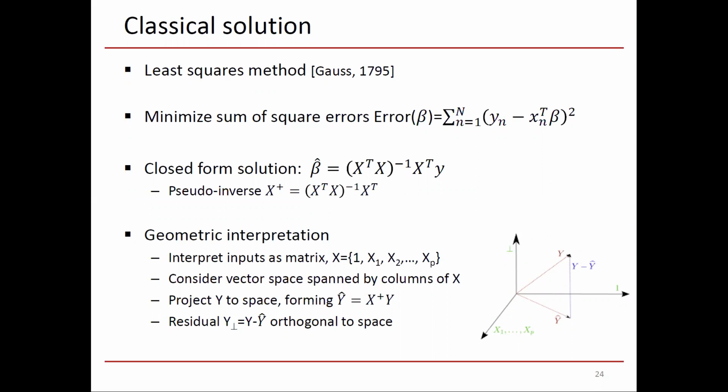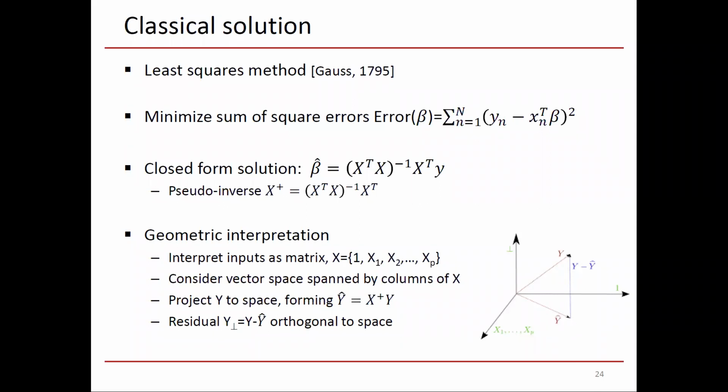And let's at least put that aside for now and ask ourselves, how can we solve this linear problem? So the classical solution, I've mentioned Gauss a few times during the course. In 1795, he started working on the least squares method, where he tried to minimize the sum of the squares of the errors. As we've chatted before, the error is a function of the beta.